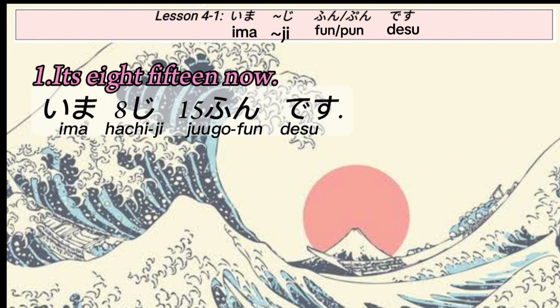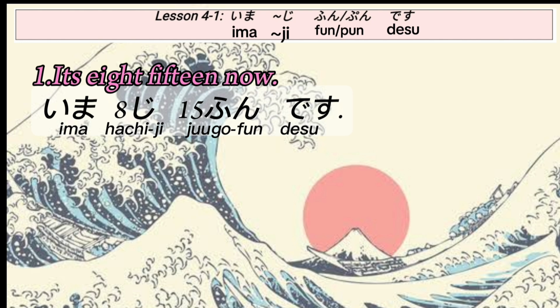First, let's say 8:15. Hachiji means 8 o'clock. Juugo fun means 15 minutes. Ima means now. To complete the sentence and to be more specific: Ima hachiji juugo fun desu.